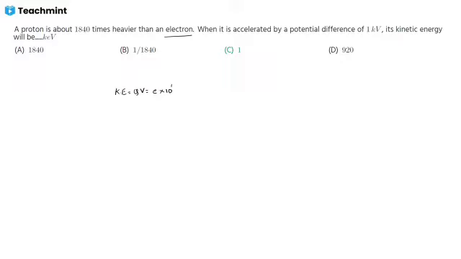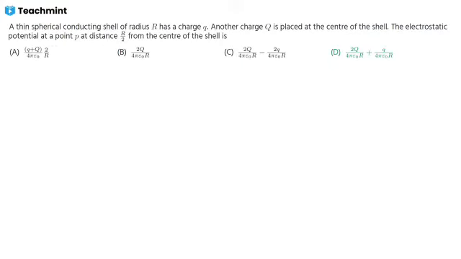Kilo means we can write it as 10 cube volt. So directly we can write that again as kilovolt, because in the options they are asking in kilo electron volts. So 10 cube as it is, we can write it as kilo. So that is 1 kilo electron volt. Okay, so that is option C. Now see the next question.